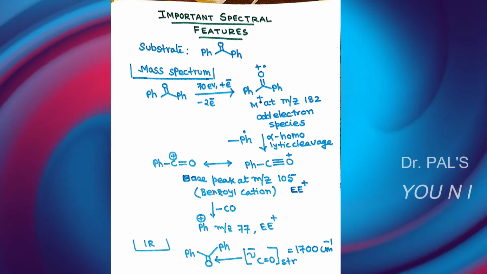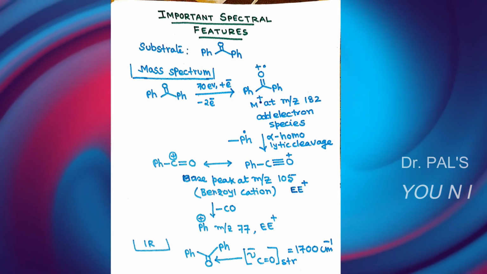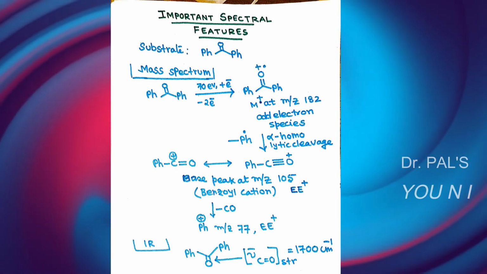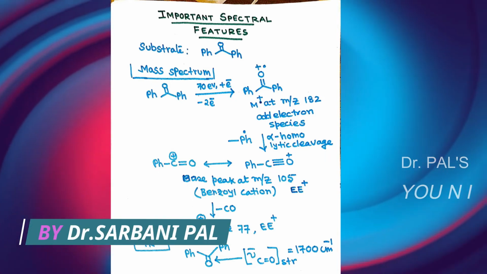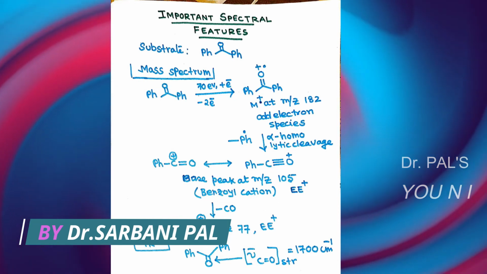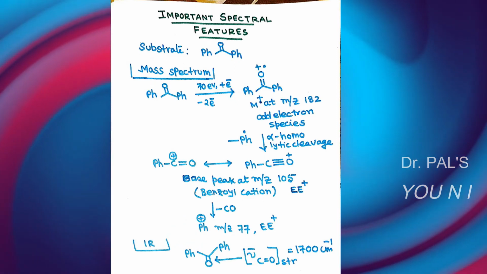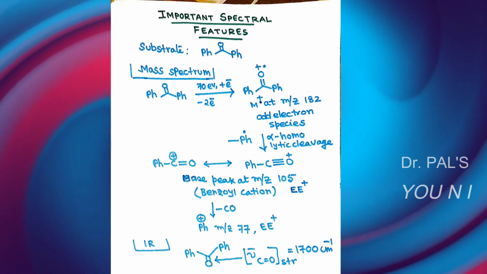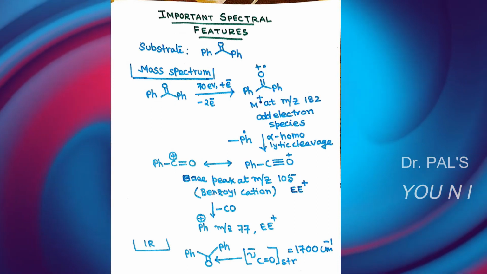Now coming to the IR spectrum of this molecule, as IR is meant for the functional group, this molecule contains the functional group C=O. The C=O is conjugated, so the C=O stretching frequency will appear at 1700 cm⁻¹, which is slightly lower than the non-conjugated C=O stretching frequency, as for example in acetone or cyclohexanone, which appears at approximately 1715 cm⁻¹. Here it is a little lower, and that is because of the effect of conjugation.